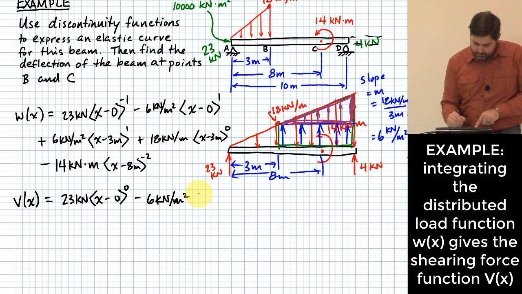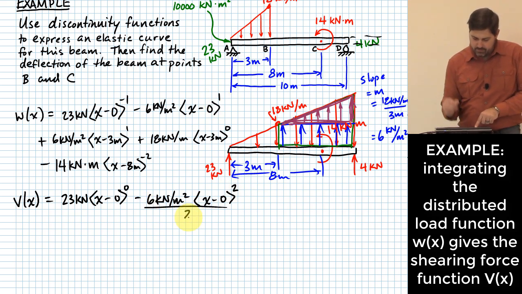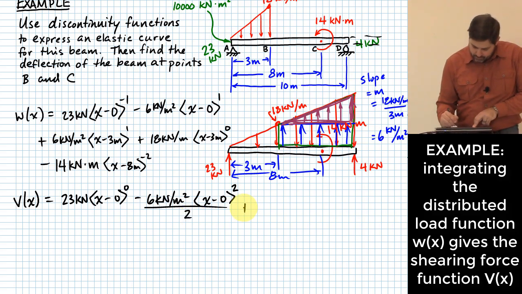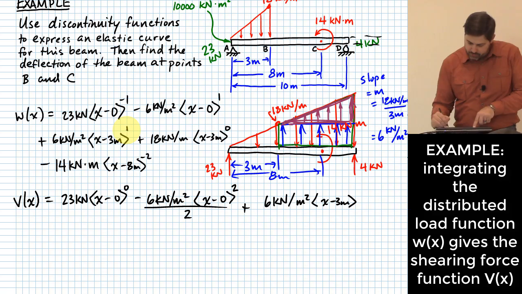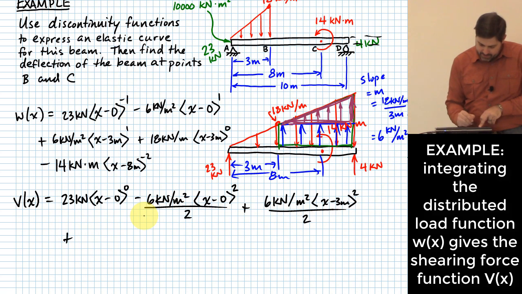Same thing, right? We do x minus 0. This one, what happens? It becomes 2, and then what? Divided by 2. Okay, the next term, plus 6 kilonewtons per square meter, this one's x minus 3 meters. That one gets raised to the, goes from 1 to 2. Okay. The next one there I have is plus 18 kilonewtons per meter, x minus 3 meters.